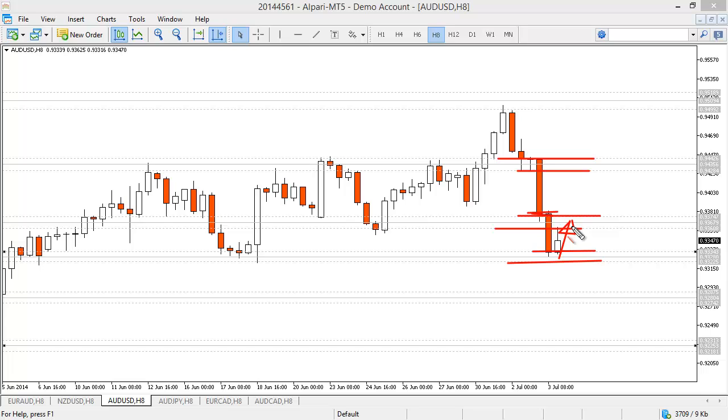Yeah, the trade balance was hugely negative. The AUD trade balance report was actually quite surprising.